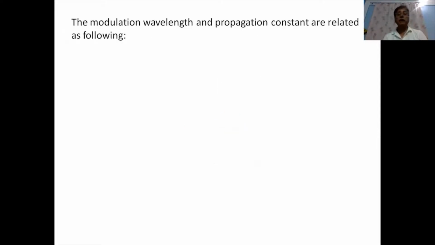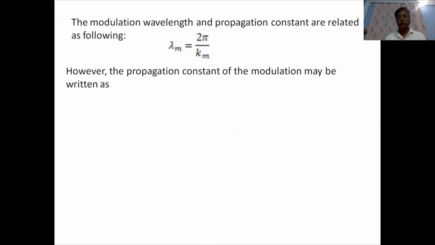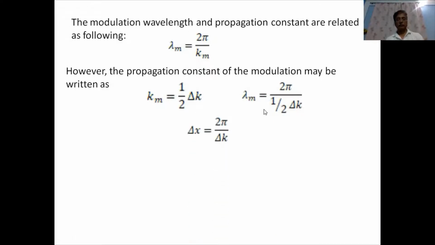The modulation wavelength and propagation constant are related as follows. You can see lambda m is equal to 2 pi by k, and that is the standard relation, lambda is equal to 2 pi by k. Now, however, the propagation constant of the modulation may be written as we have just seen. It was half delta k. So km is equal to half delta k. So lambda m over here is twice pi upon this half delta k, and delta x, that was lambda m by 2, becomes delta x is equal to twice pi by delta k.